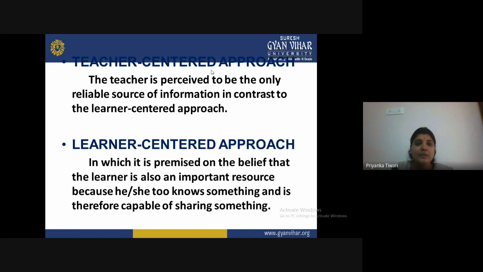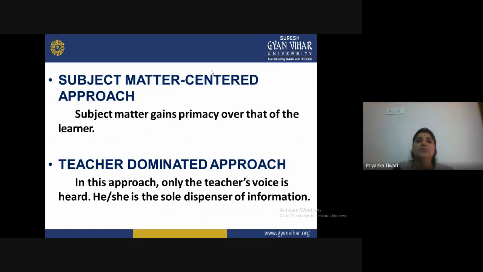And now subject matter centered. This is also an approach where subject matter gains primacy over that of the learner. Then the teacher dominated approach. In this approach, only the teacher's voice is heard. She is the sole dispenser of information.